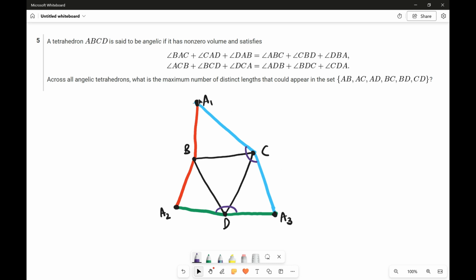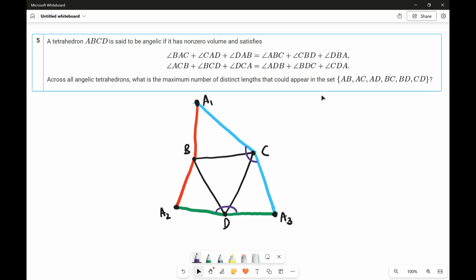Well, because angle ACB, which is A1CB, since this is our face ABC, plus angle BCD plus angle DCA is this angle. And this angle here is angle ADB plus angle BDC plus angle CDA. So now we know that these two angles are equal. So let's see what the other angle condition turns into.